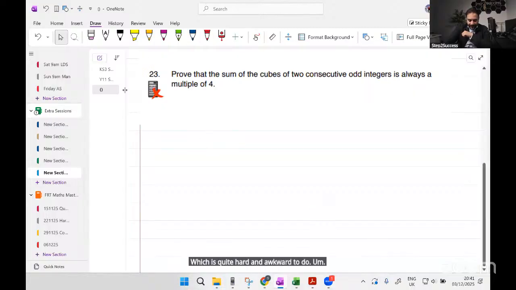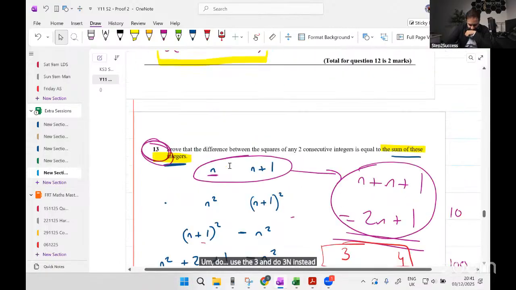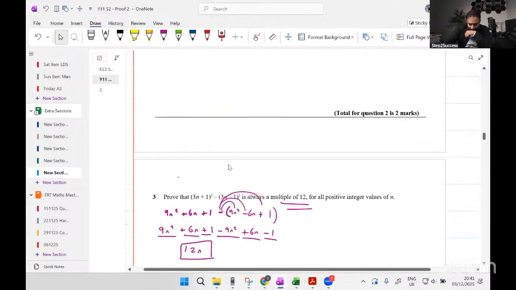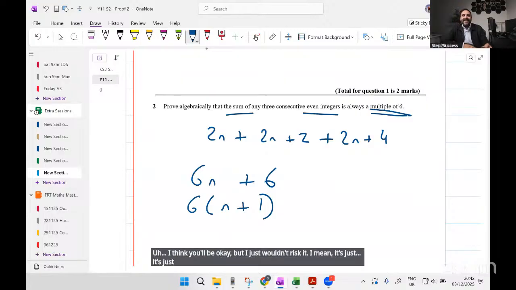For number two, can you use the three and do 3n instead of the six? I think you can actually. I think you'll be okay, but I just wouldn't risk it. I mean, clearly a multiple of six if you do that. But I see what you're saying. If you took three out, then you'd have 3n plus two.